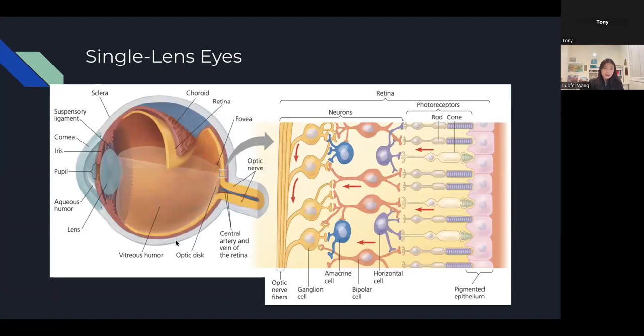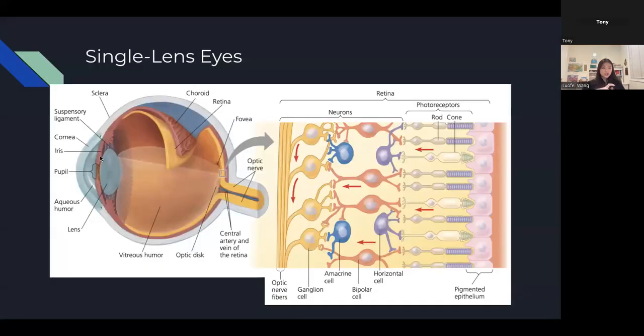And humans have the single lens eye, which we're going to talk the most about. So the single lens eye is like a camera because the light will enter through the pupil, which is adjusted by the iris. And the iris is like the shutters that will adjust how much light goes in. The light will directly hit the back of the eye, which is called the retina.